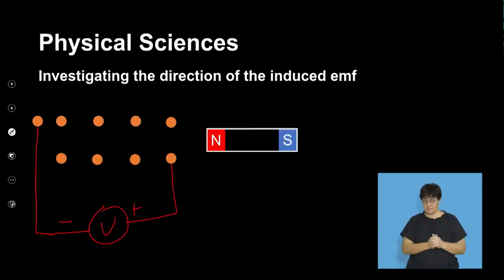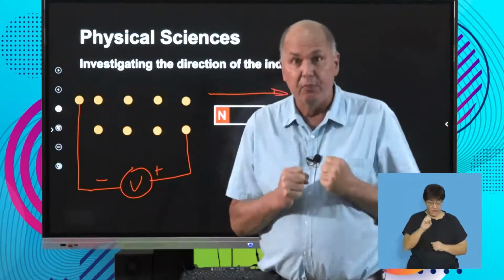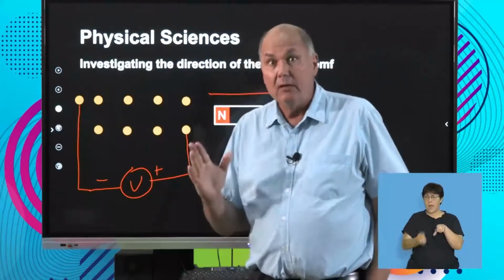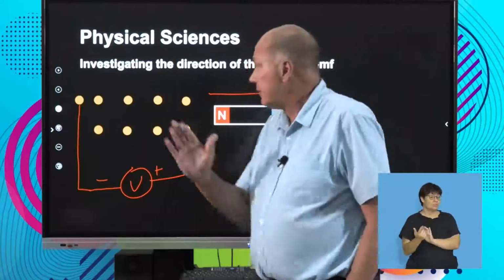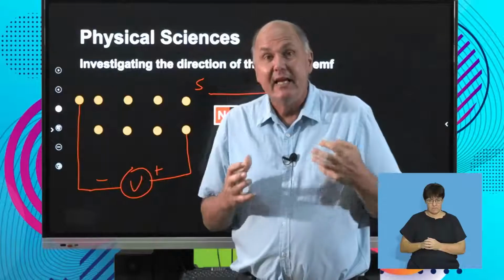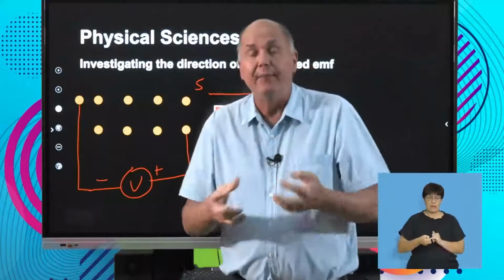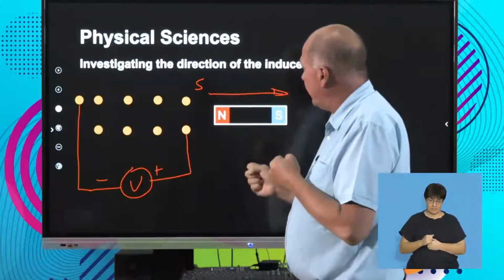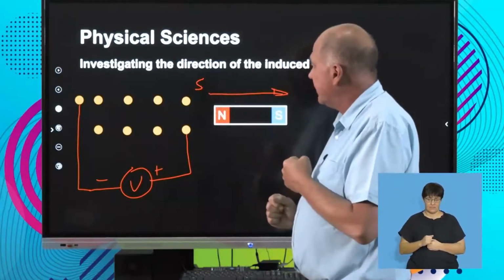Let's say, in this case, we're going to move the North Pole away. Think about it. If we're moving the North Pole away, what's going to happen to the end of the coil? Well, according to Lenz's law, this end has to become a south end because it's going to oppose the motion that is being made. It tries to undo it and put things back where they were. So it calls the magnet back to where it was. So it's going to make that end the south pole.